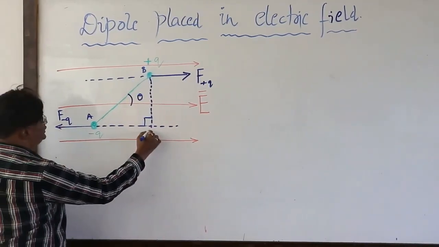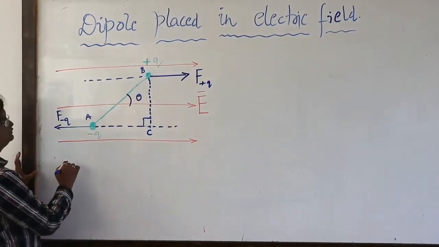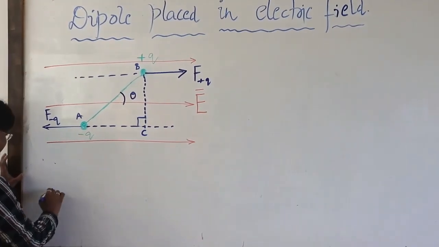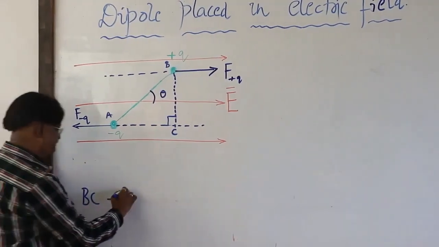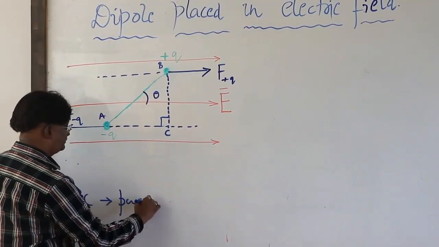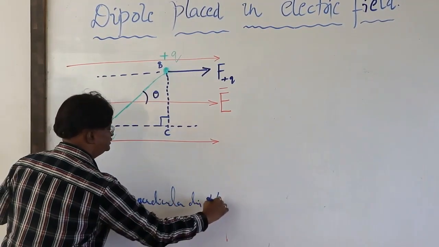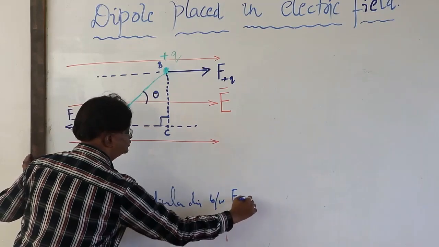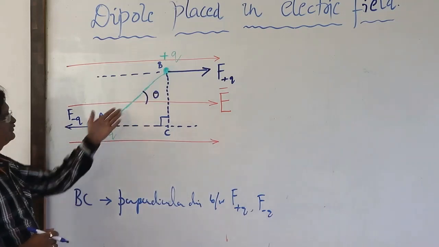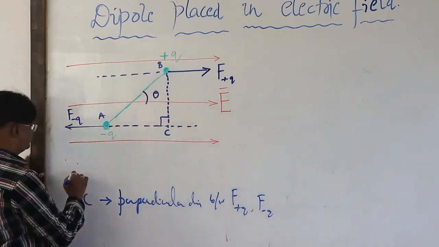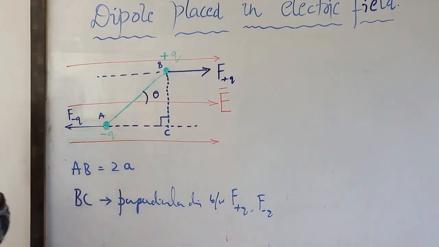I call this point C. Then this BC is the perpendicular distance between the forces. So BC is the perpendicular distance between the forces F on plus Q and F on minus Q. And one more important thing, so let us show this geometry here. Notice that AB is nothing but the length of the dipole, 2a.